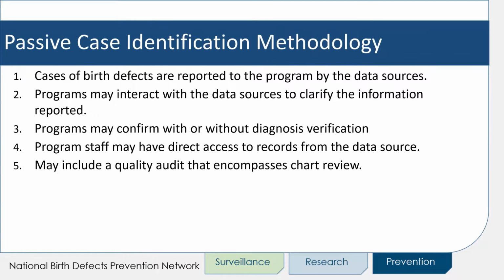Programs may choose to confirm birth defects with diagnosis verification. In addition, programs may choose to use additional criteria to validate that a diagnosis is real. For example, the number of times a baby appears in different sources with the same codes, or has certain procedure codes, such as surgery.